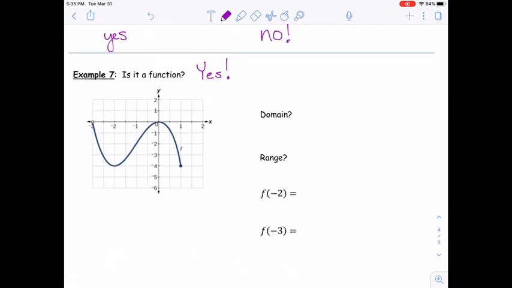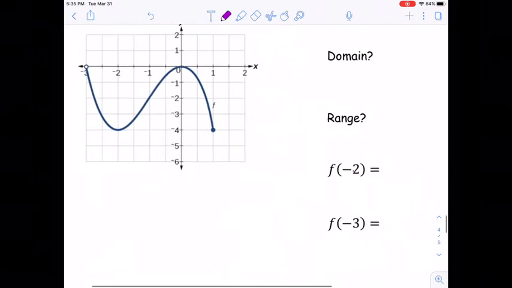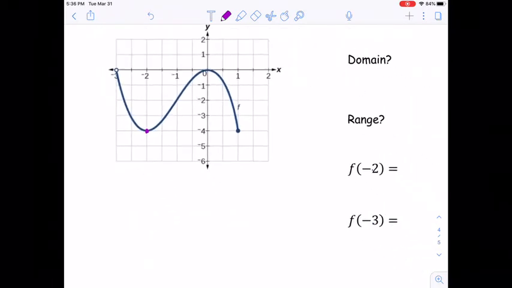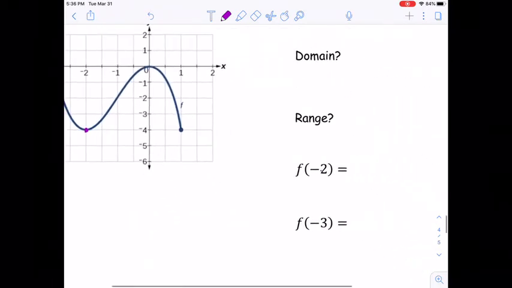We're going to come back to domain and range in a minute. Let's evaluate f of -2. So if I put in a -2, that means x is -2. The x is -2 right here. So what is the y value there? What's coming out if I put in a -2? -4.